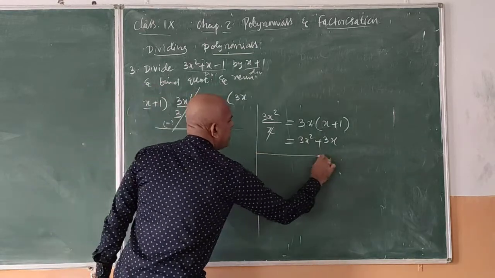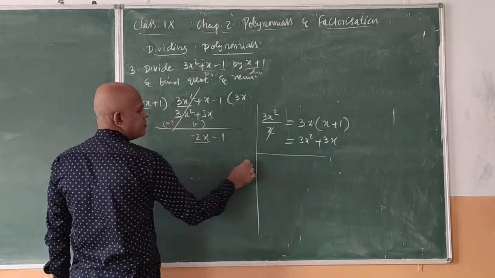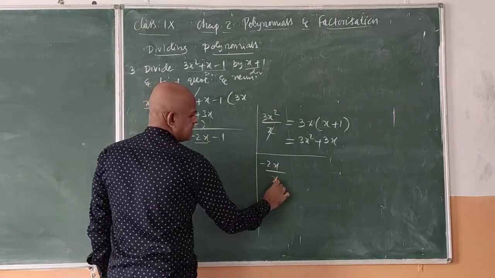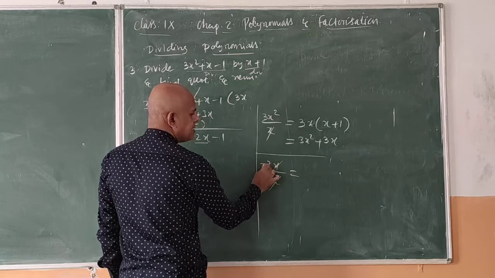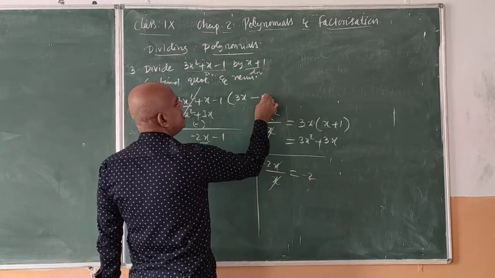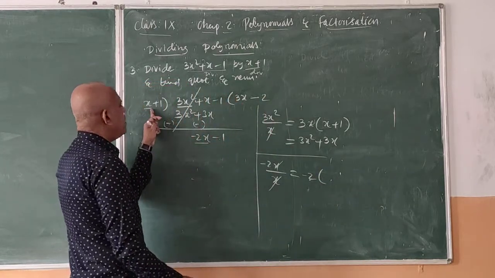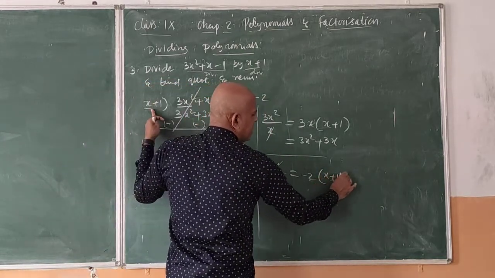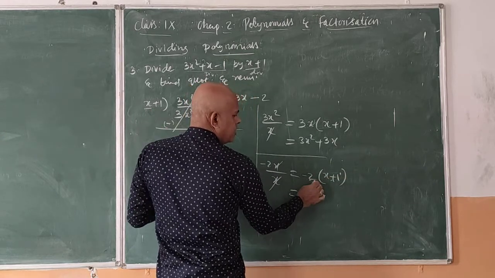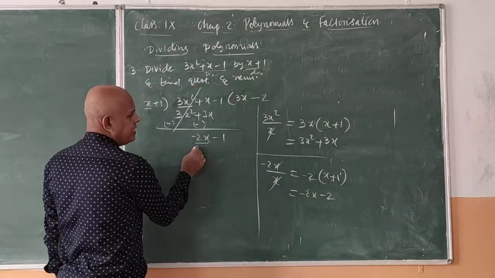So this part is completed. Again the same process we have to repeat here. Again first term by first term. Minus 2x by x, first term is what? x. Now you have to divide, x gets cancelled. What remains here? Minus 2. This minus 2 should be written in the quotient. This minus 2 should be multiplied with the divisor x plus 1. So minus 2 into x is minus 2x, minus 2 into plus 1 is minus 2. These two terms should be written here.